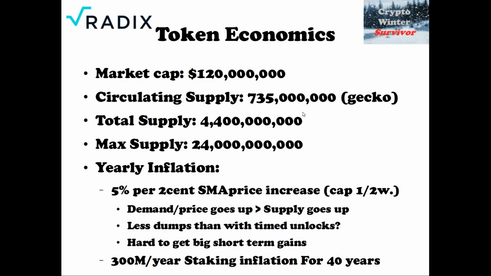Token economics, they have a market cap of just over 100 million, circulating supply of over 700 million, according to CoinGecko. It's the only site that I saw that actually tracks it right now. Might be behind a bit, but I mean, for the math, it shouldn't matter too much. Their total supply is 4.4 billion, which gets distributed in several steps.